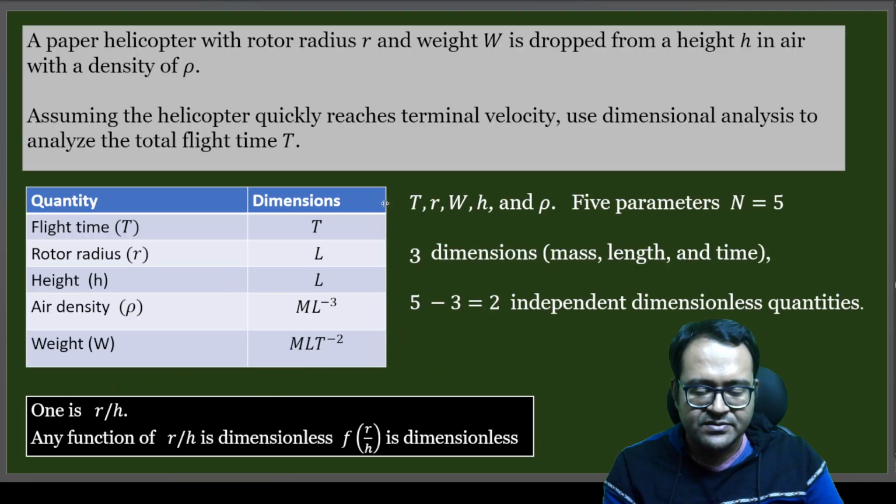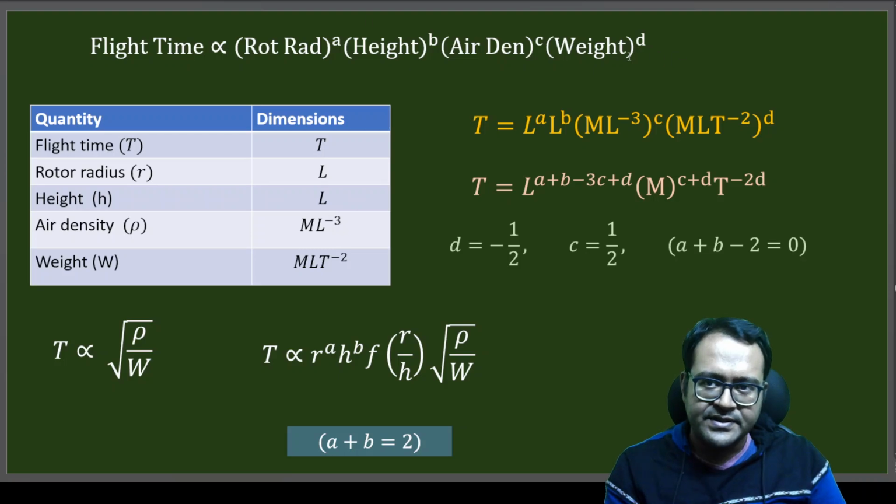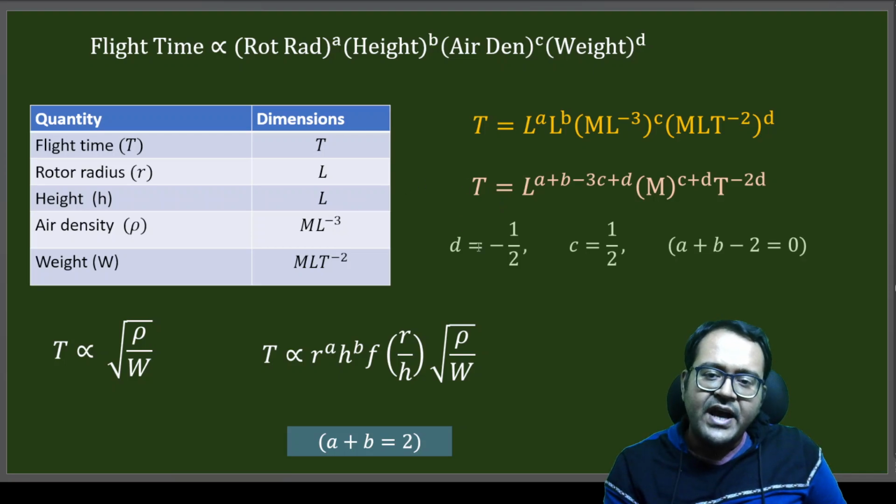We have 5 quantities. So let's say we already formed one dimensionless quantity, another will be formed in this analysis. So we are directly saying that flight time is proportional to this. So just equate the dimensions here. On the left hand side, this is only the dimension of T. And then L to the power a, L to the power b, since rotor radius and height both have dimension of L. And air density and weight, with powers c and d, we take it. And we just do a routine dimensional analysis, extract all the powers of L, powers of M and powers of T, and equate with the left hand side.